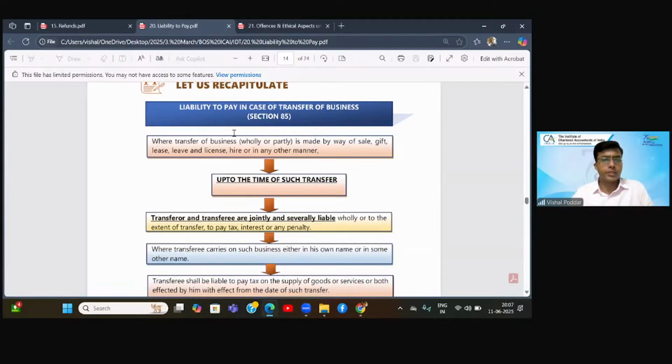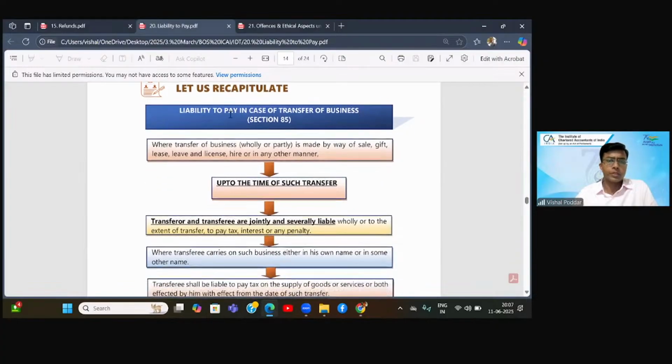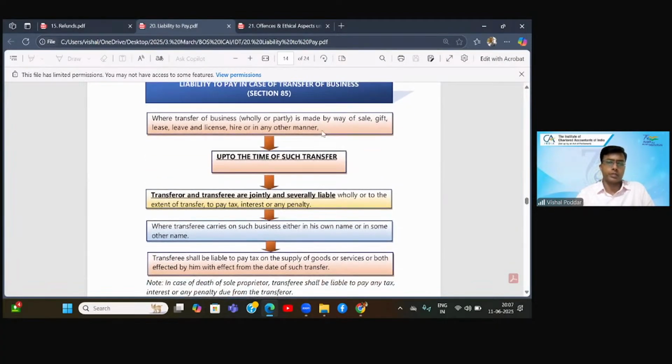Let us go to the next topic. Not very lengthy. I consider this as much simpler than the earlier two topics. So what is this? The topic heading is liability to pay in some specific cases. Now, first is liability to pay in case of transfer of business.